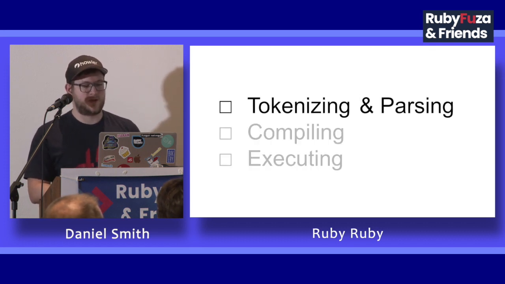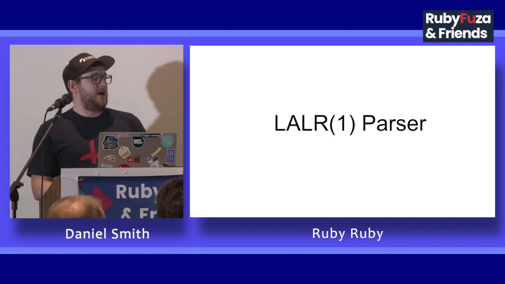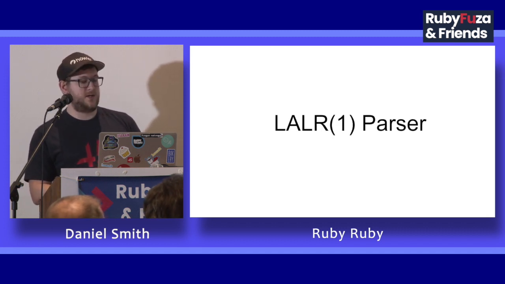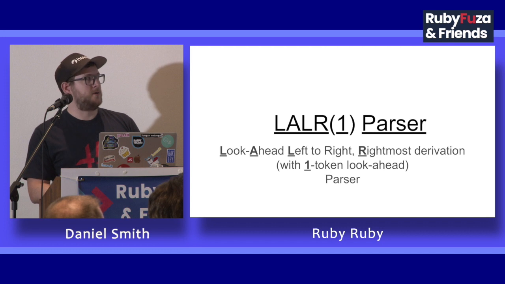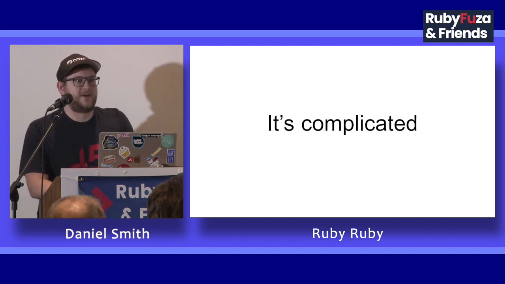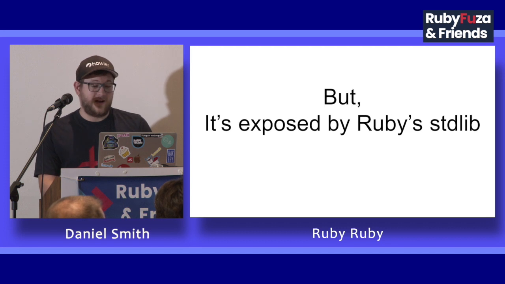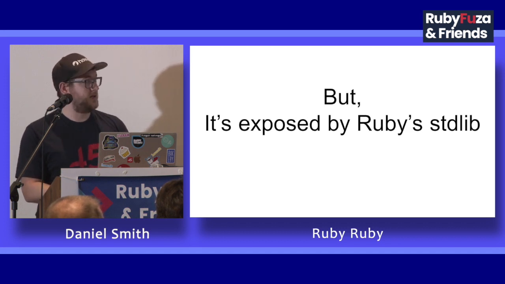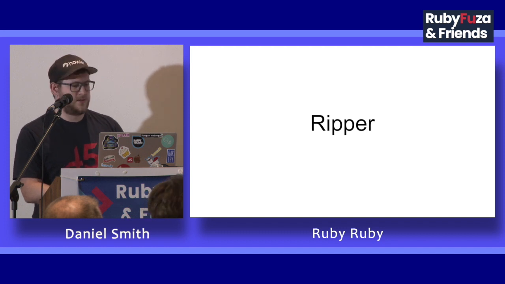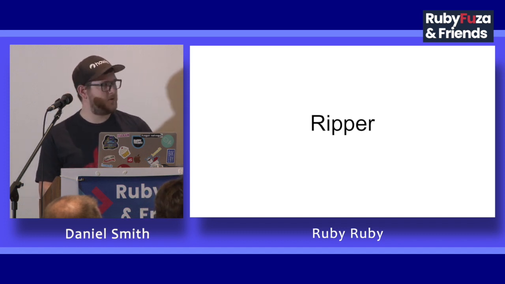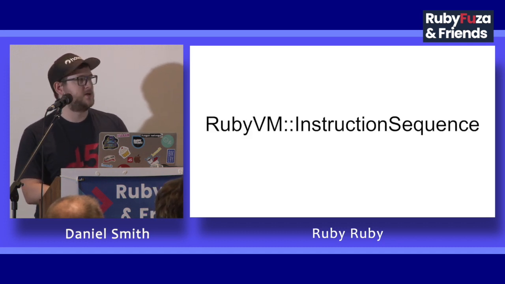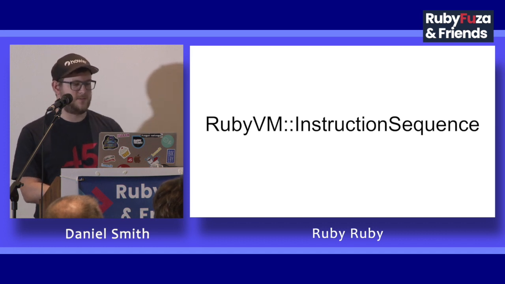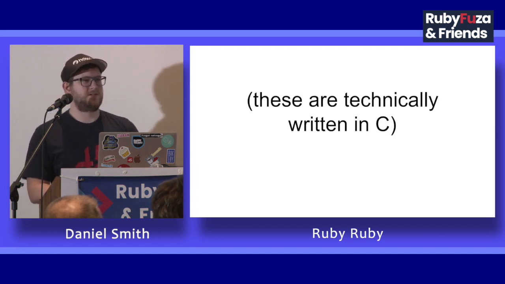Right, so we're going to start off with the tokenizing and parsing. Ruby uses what's called an LALR1 parser. That stands for look-ahead, left to right, rightmost derivation with one token look-ahead parser. It is complicated. But it's actually exposed by Ruby's standard library. There's actually a couple of them. There's one called Ripper, a module you can require and do your own thing with. And recently, I think in 2.7, they added RubyVM::InstructionSequence, which has a function where you can give it some source code and it gives you some stuff. But these are actually written in C, so it'd not actually be written in Ruby.